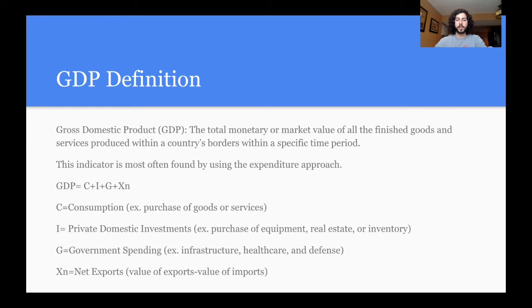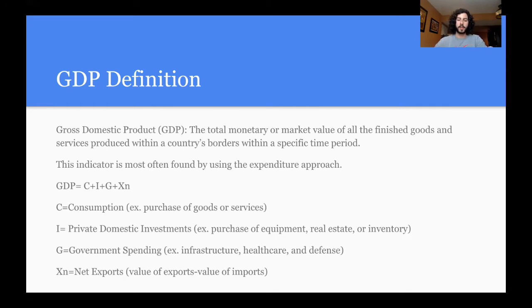This indicator is most often found by using the expenditure approach with the formula denoted below. GDP equals C plus I plus G plus XN. C stands for consumption, which is the purchase of goods or services. I equals private domestic investments, which is the purchase of equipment, real estate, or inventory by a business.